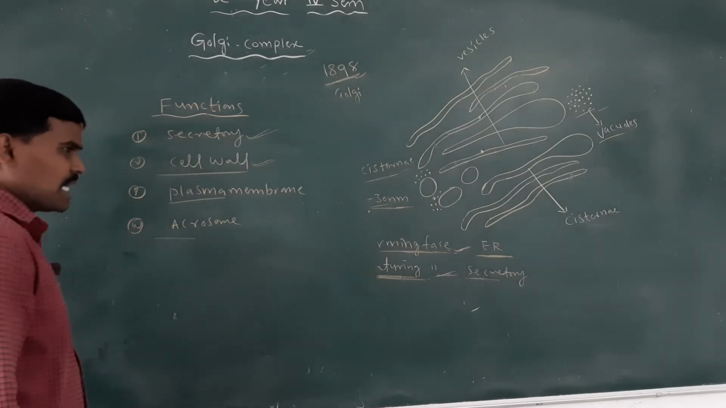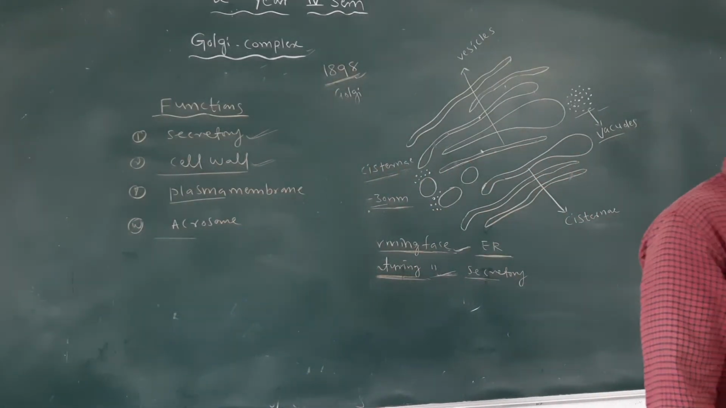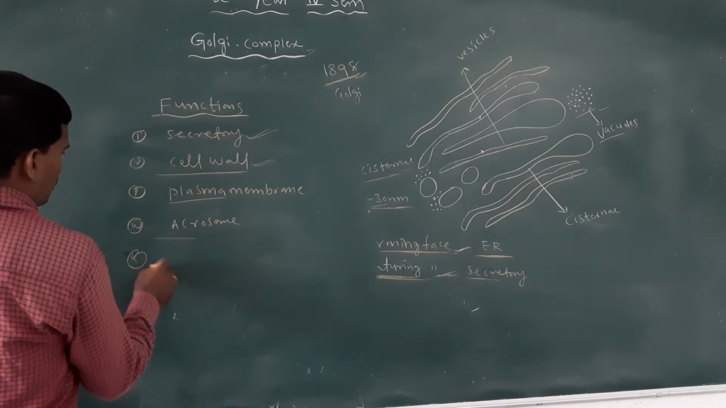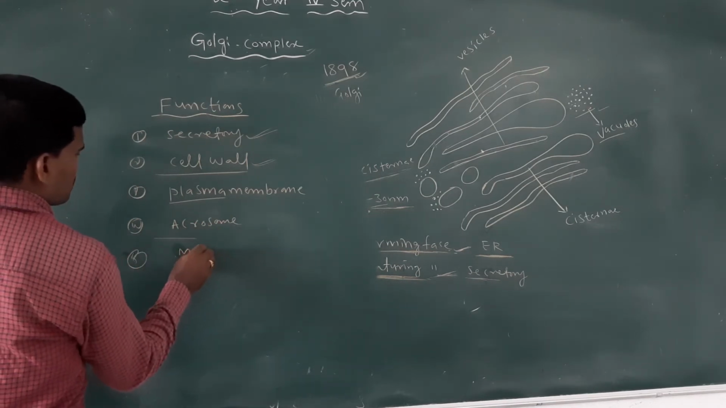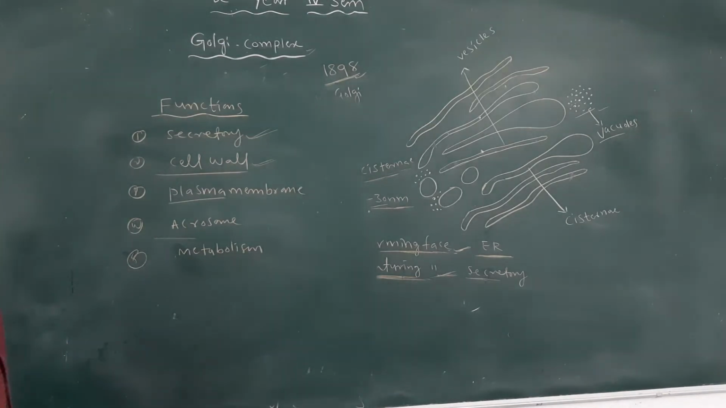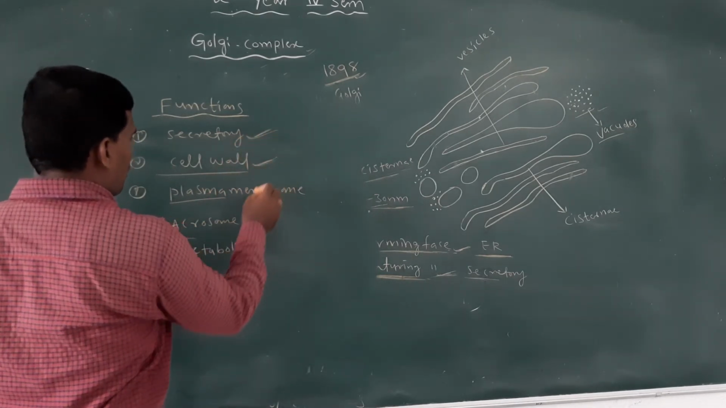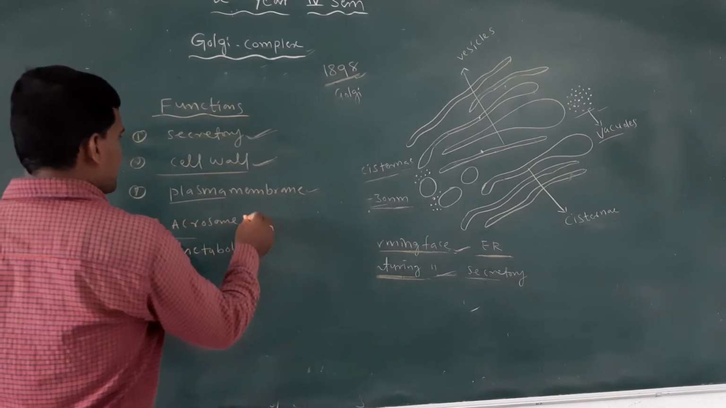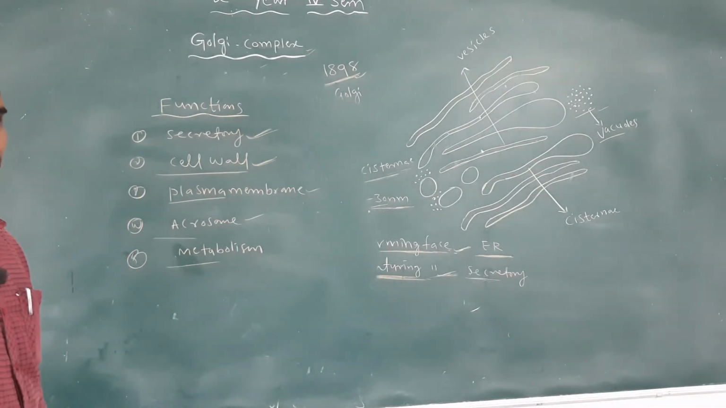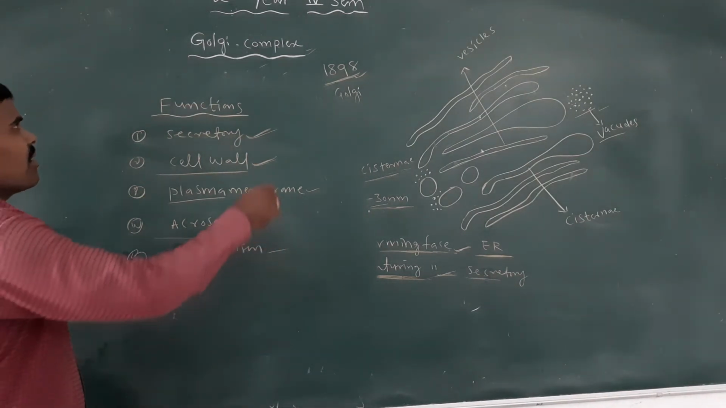Next, the involvement of the Golgi complex in acrosome formation, and in the metabolism of sulfates. To summarize the functions: secretory function with one type of fluid secretions, cell wall formation, plasma membrane formation, involvement in acrosome formation, and involvement in the metabolism of sulfates in the Golgi complex. This is the Golgi complex.